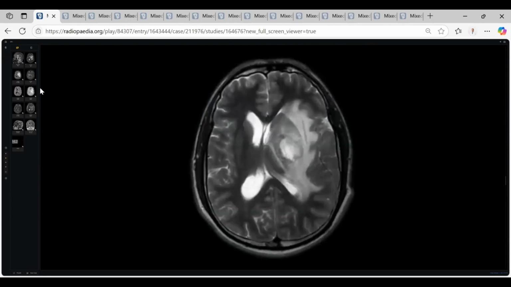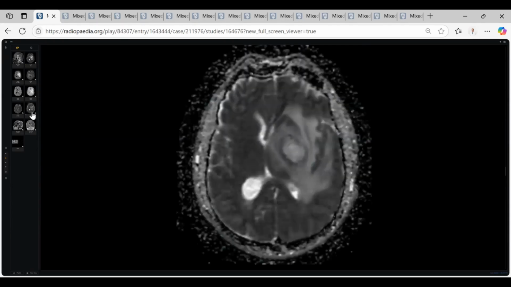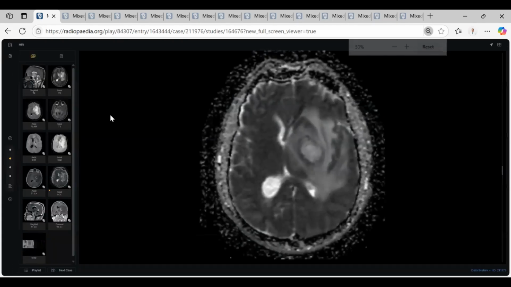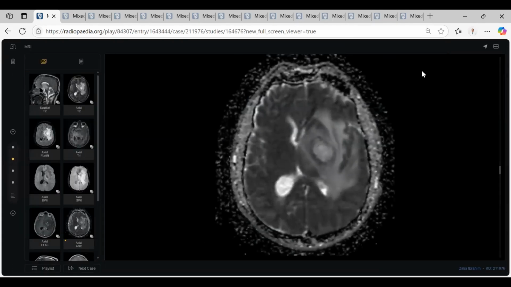I want to see the post-contrast images, and also the restricted diffusion images. And with the restricted diffusion, I have to confirm with the ADC.